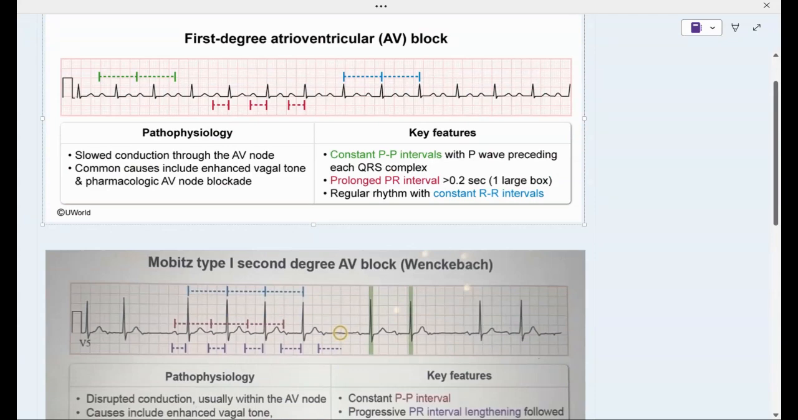Atrioventricular blocks. So atrioventricular blocks are of first degree, second degree, and third degree. Third degree is your complete AV block. Okay, so first we'll discuss the individual blocks and then we'll see in short how to easily identify them. So first degree atrioventricular block.